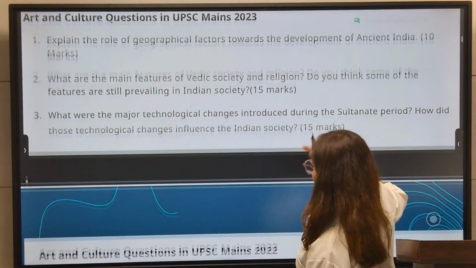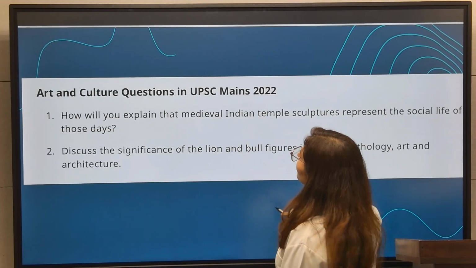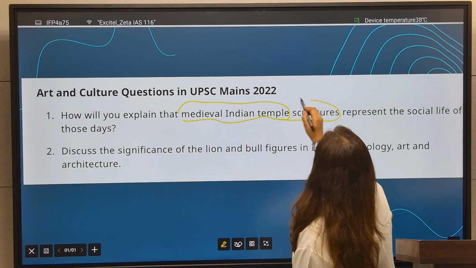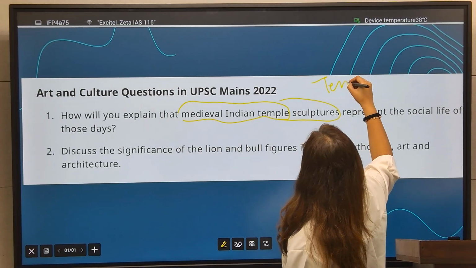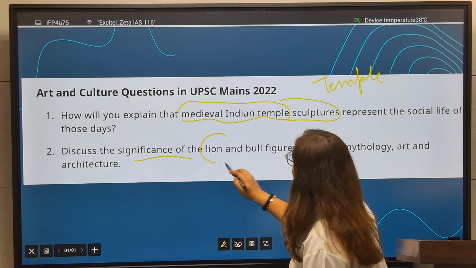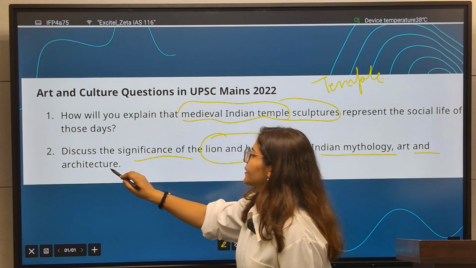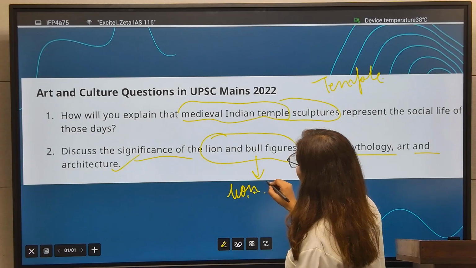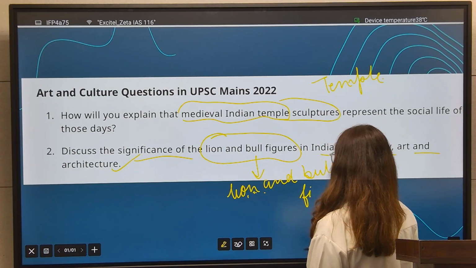In 2022, a question was on medieval Indian temple sculpture. So a question was asked on temple sculpture. Also: discuss the significance of lion and bull figures in Indian mythology, art and architecture. Again, a question on lion and bull figures in architecture.